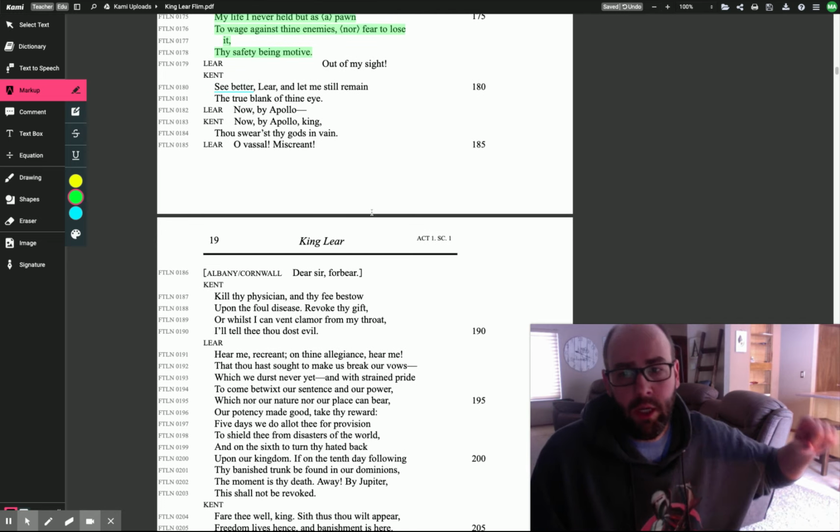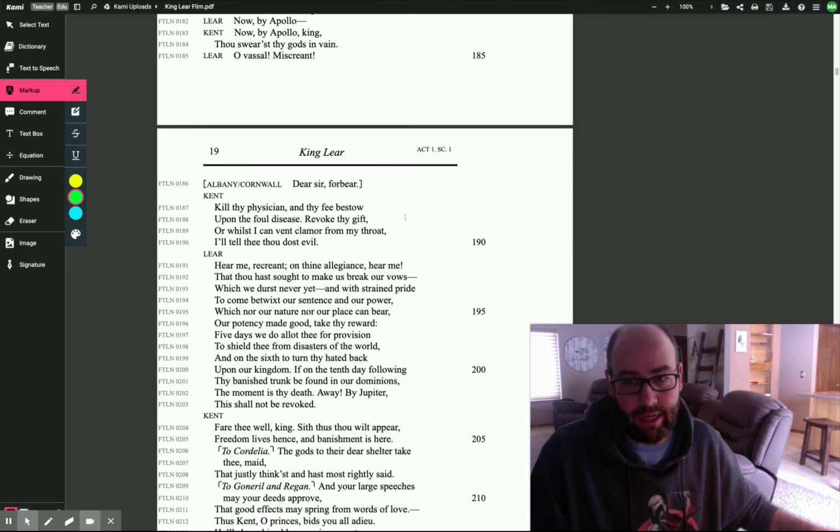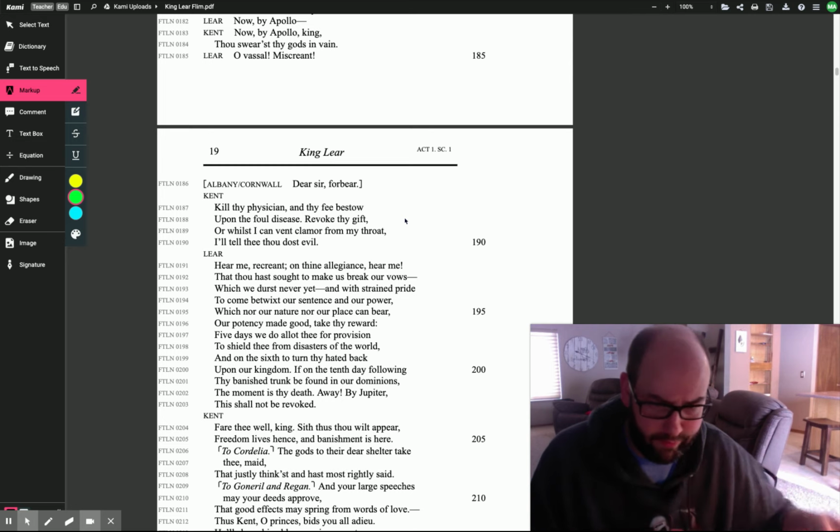O vassal, miscreant! And then Albany and Cornwall both say, dear sir, forbear, because everybody talks at the same time, right?